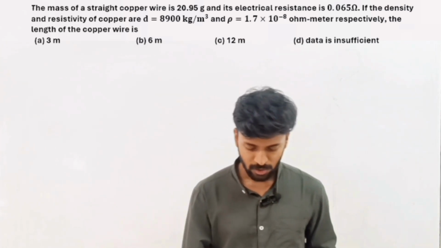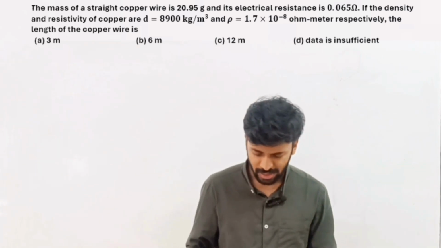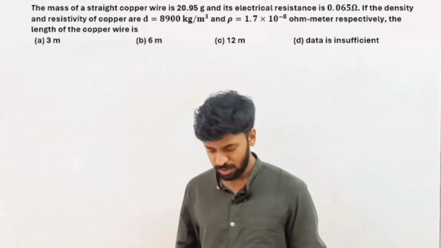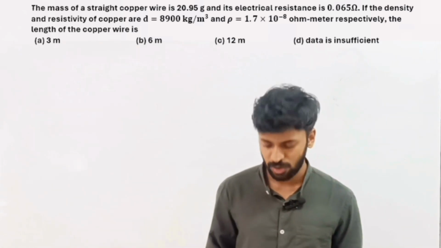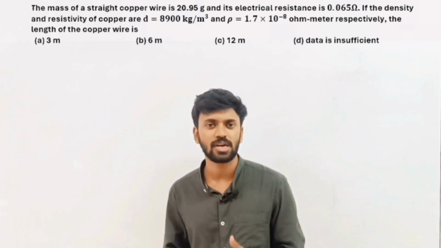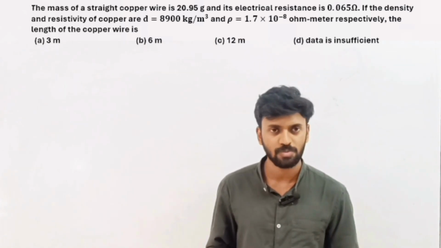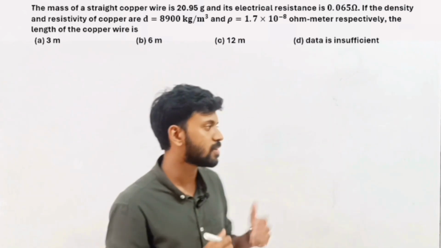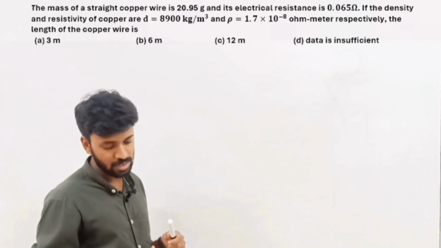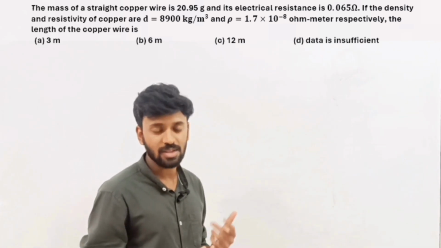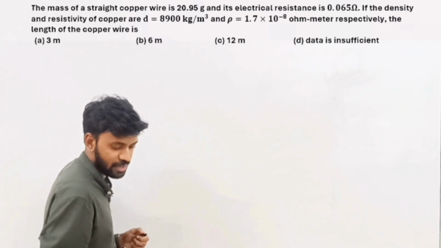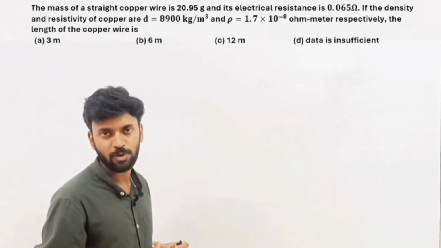Okay. So we will look into this question, which is actually from current electricity. So it's a basic level understanding of current. With the basic level understanding of current electricity, you can easily solve this particular question. So first of all, we will write down what all things are given in the question. So it is stated that there is a straight copper wire given to you.